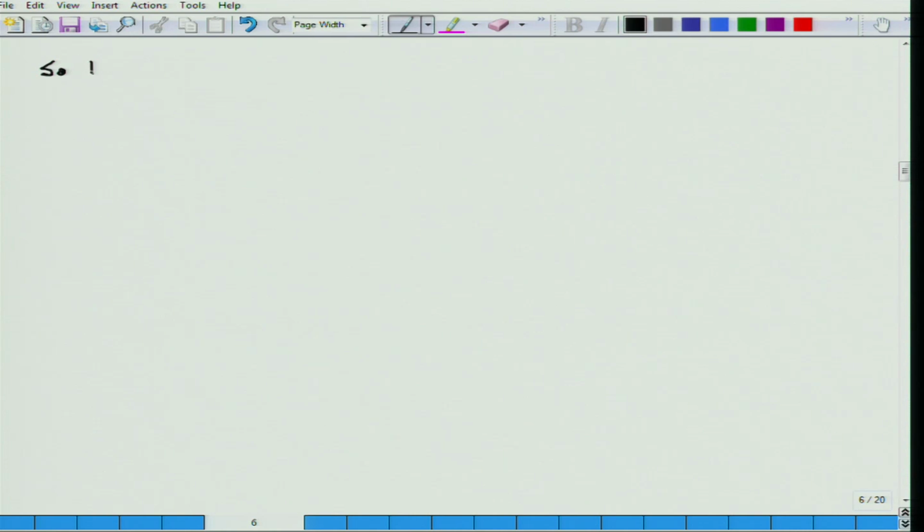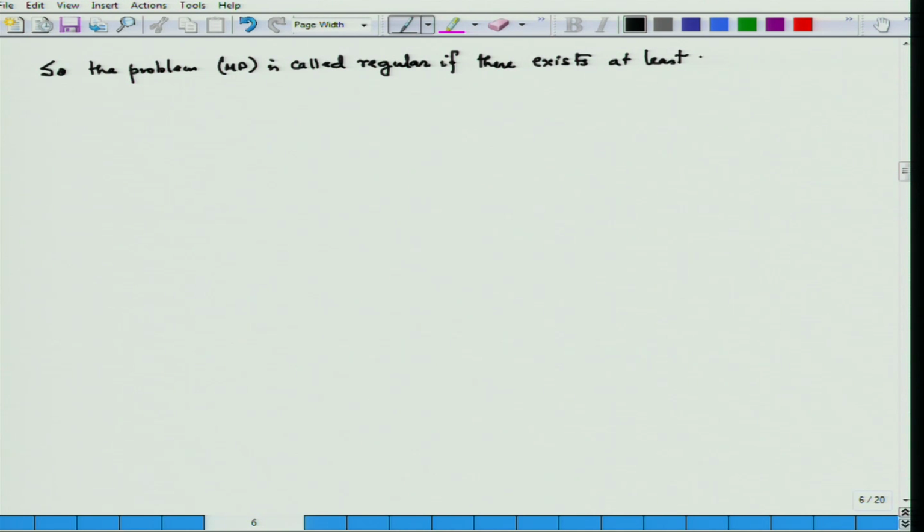So, the problem MP is called regular if there is at least one normal multiplier, and if there are no normal multipliers, we call the problem irregular.